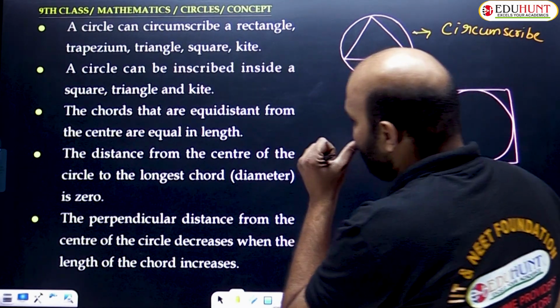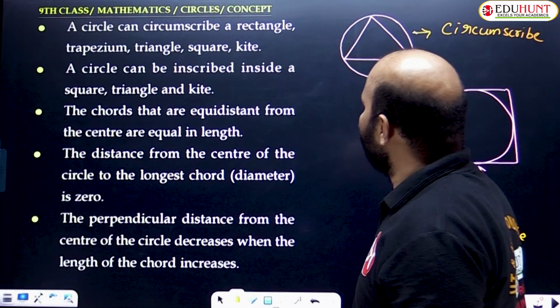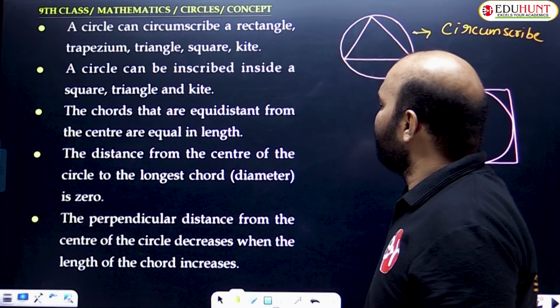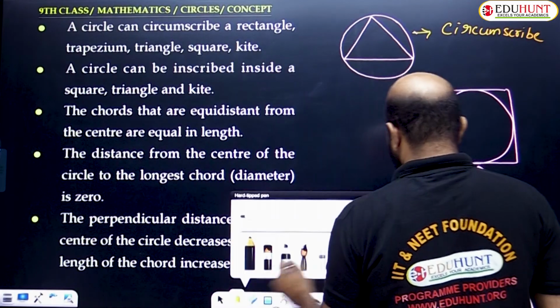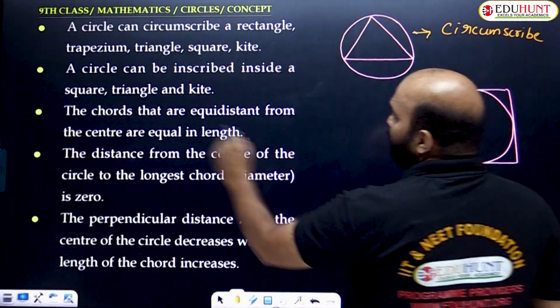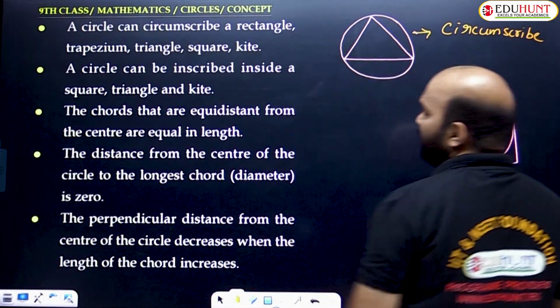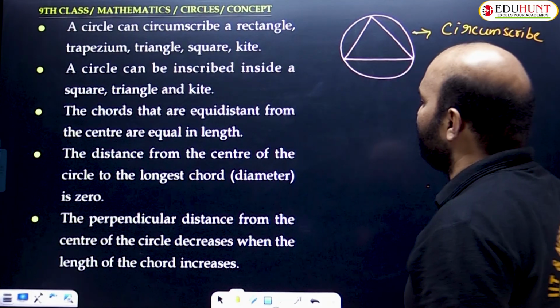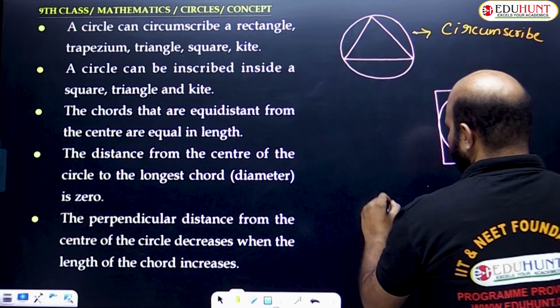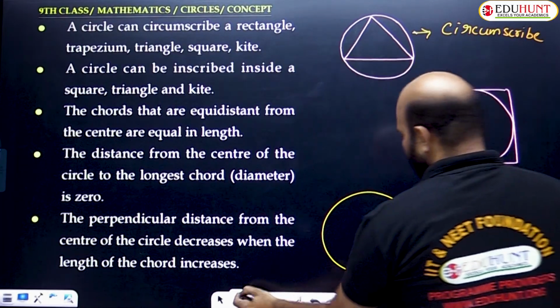Next point: chords that are equidistant from the center are equal in length. Let us explain that point. The chords that are equidistant from the center are equal in length. So clearly we need to understand, this is a circle. Am I clear?